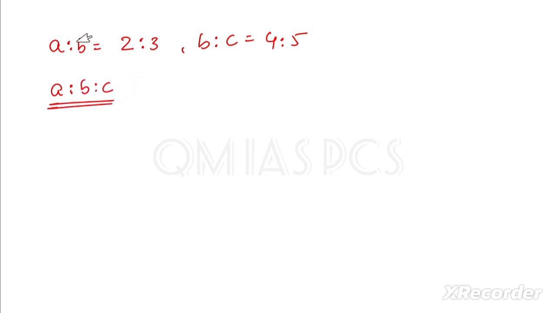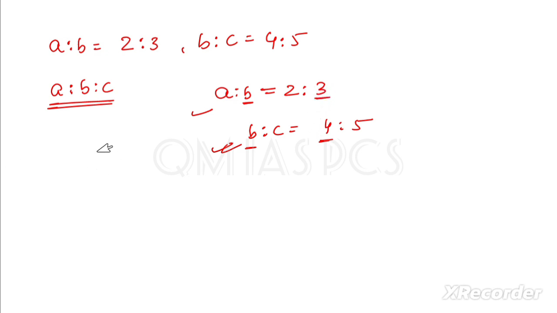Whatever numbers are given, you have to find the combined ratio. So how do we find it? Here you can see A is to B is equal to 2 is to 3, and B is to C is equal to 4 is to 5. I have written it this way because this is B and this is B. This value is for B, and this value is for B. So it should be the same, because if you are merging both ratios, the B values should match.